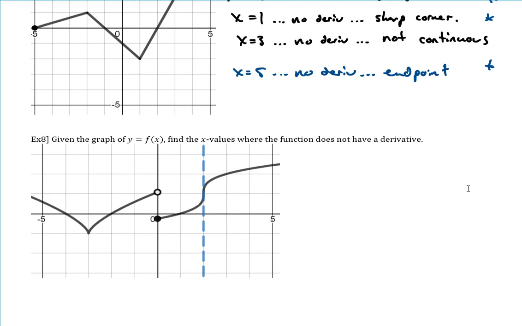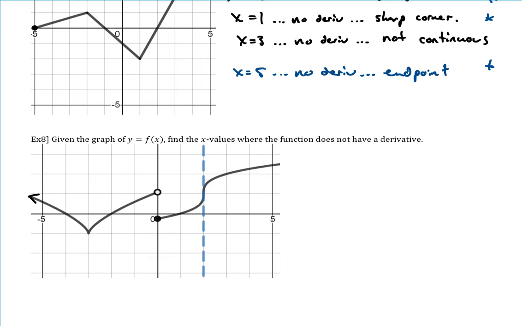All right, so let's see one other that is similar to this, where we've got, given the graph of y equals f of x, we want to find the x values where the function does not have a derivative. Okay, this time around, there's no solid dot there, so we're assuming it goes like that. So that means I don't have to worry about anything to the left.